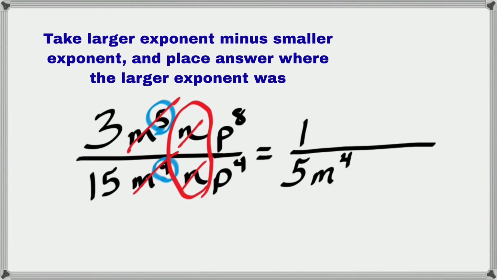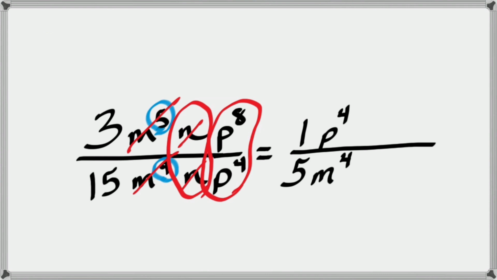Now we're going down to our p's. Our larger one is an 8. 8 minus 4 is 4, and I'm left with 4. So simplifying without writing down the 1, we have p to the 4th over 5m to the 4th. And so with that, we conclude our product and our quotient rule.